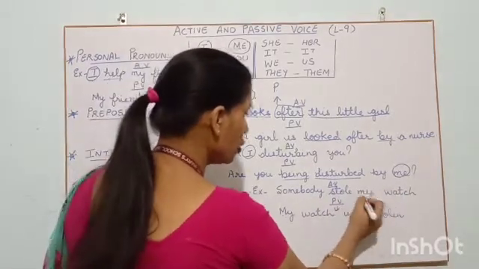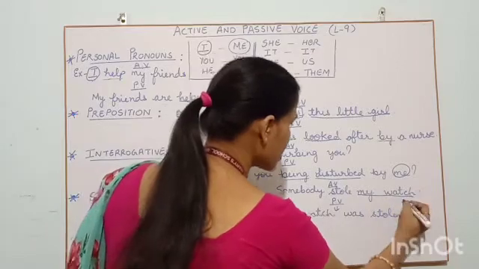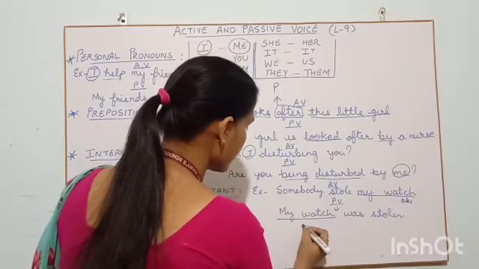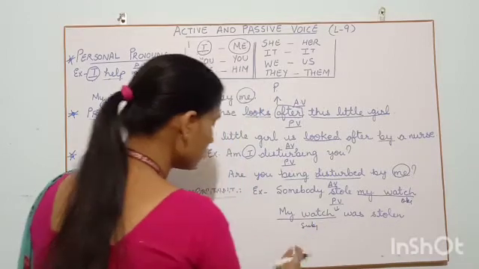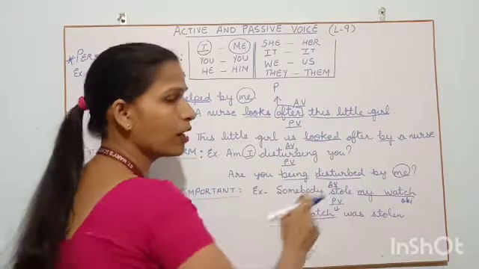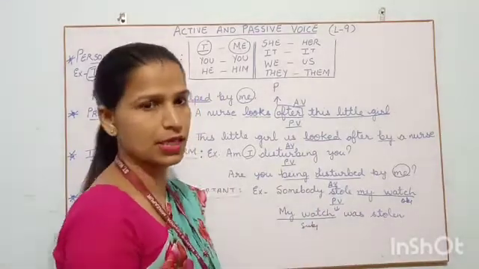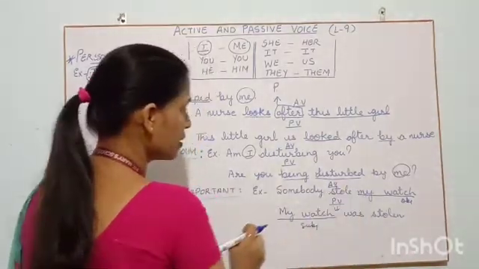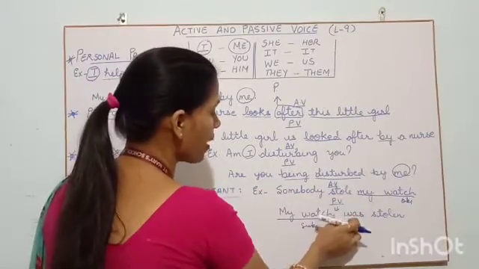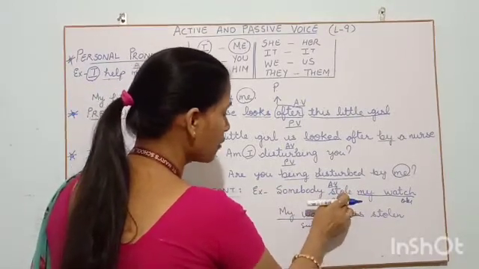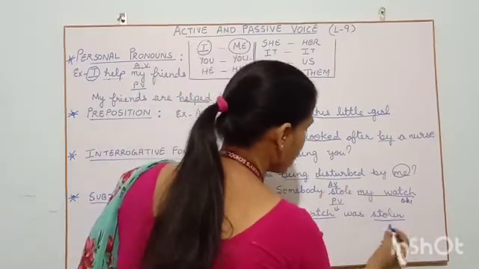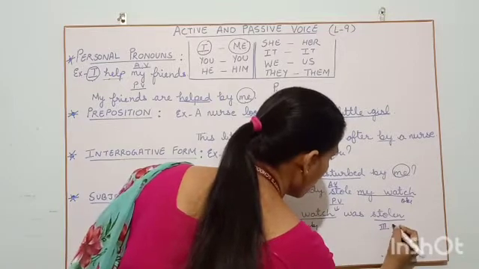My watch, object will change into subject. Was. Why we have used was? Because it is stole, and stole is past tense of the word steal. So, stole, that is why was, and third form is stolen. This is third form of the verb.